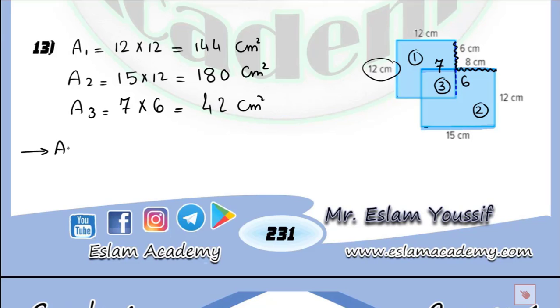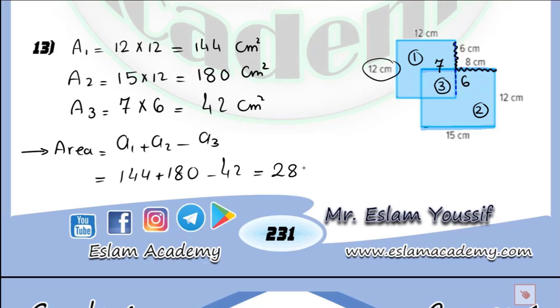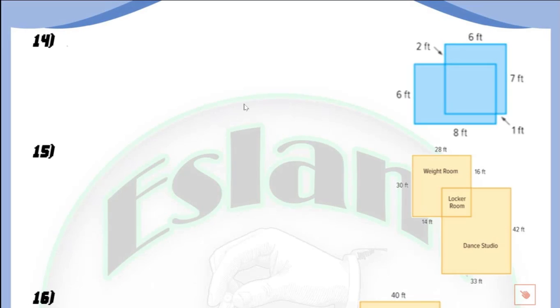Now we need to find the area. To find the area will be equals to area 1 plus area 2 minus the overlapping part, which equals 144 plus 180 minus 42. By solving the operation, you will find that the answer will be equal to 182 squared centimeter. In question number 14, we need to find the area of the figure.